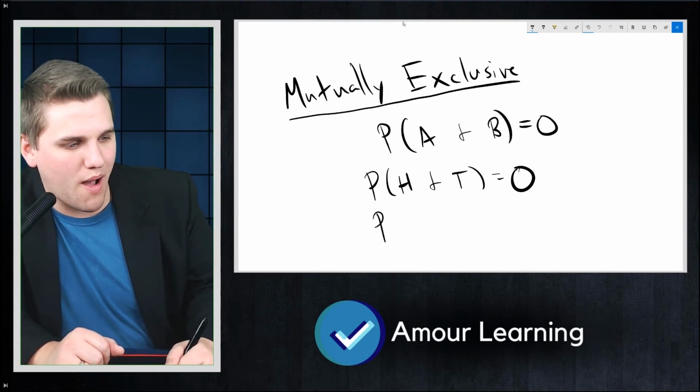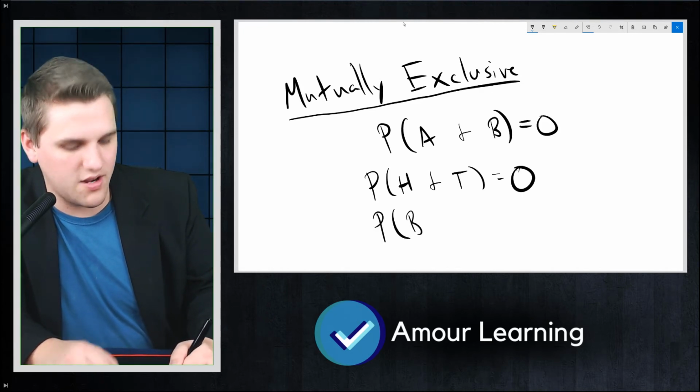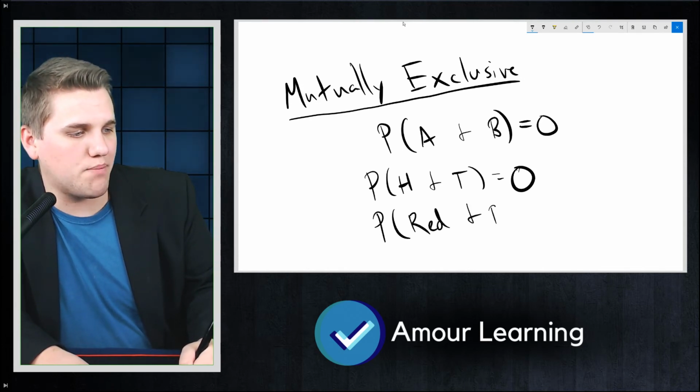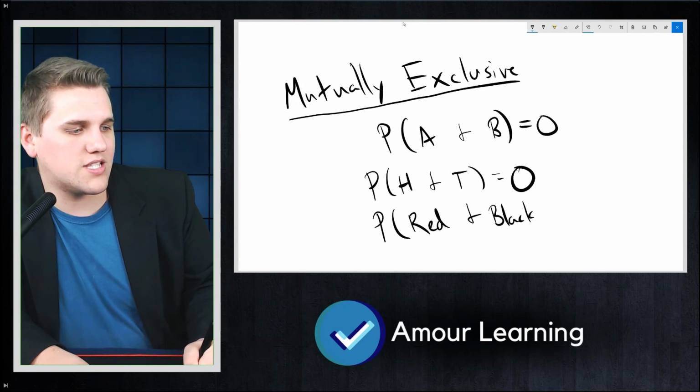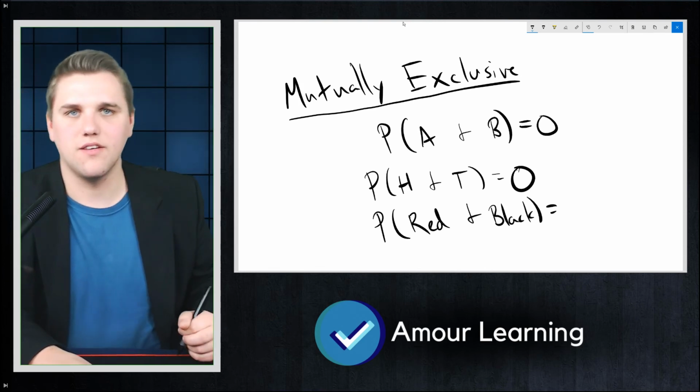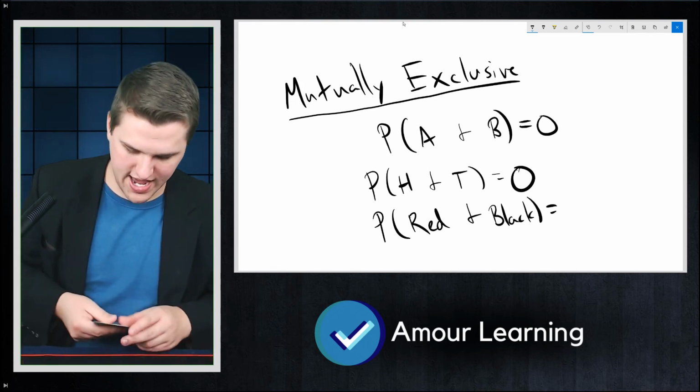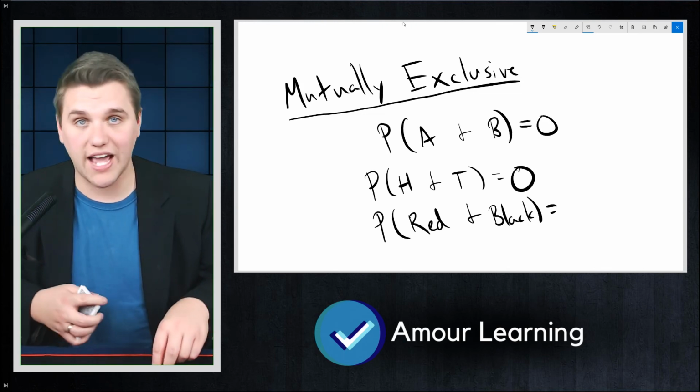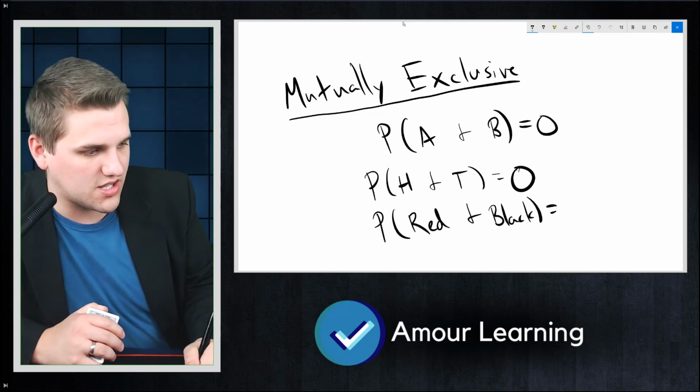Another example, what's the probability of drawing a red and a black in a typical 52 card deck? Well, none of the cards are red and black. They're either red or they're black. They're mutually exclusive. So in this case, it's 0.